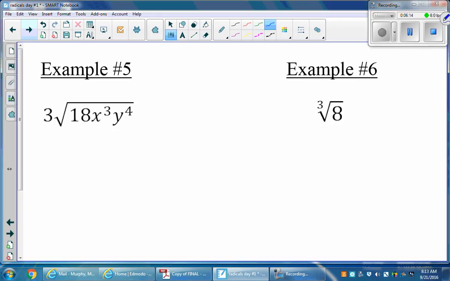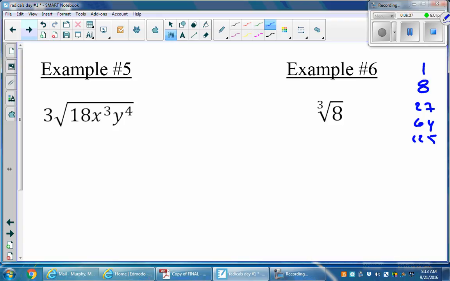Now, example number 6, we've shifted gears, now we're cube roots. Now, when I look at cube roots, I have to sort of change my mindset, and I'm not thinking about my list of perfect squares, I'm thinking about my list of perfect cubes. And our list of perfect cubes were 1 and 8, 27, 64, 125. That's our basic list of perfect cubes. I'm going to ask myself again, what's the largest number on that list that goes into 8?